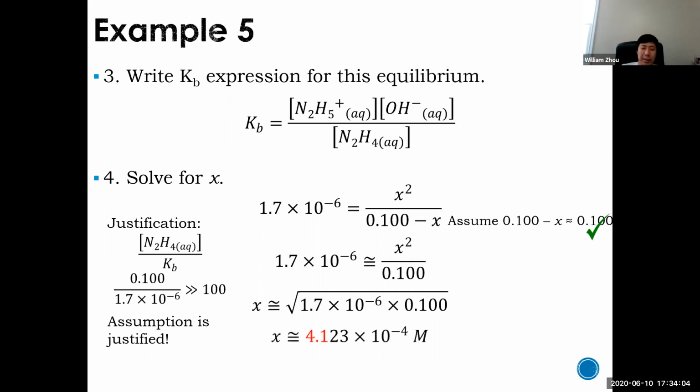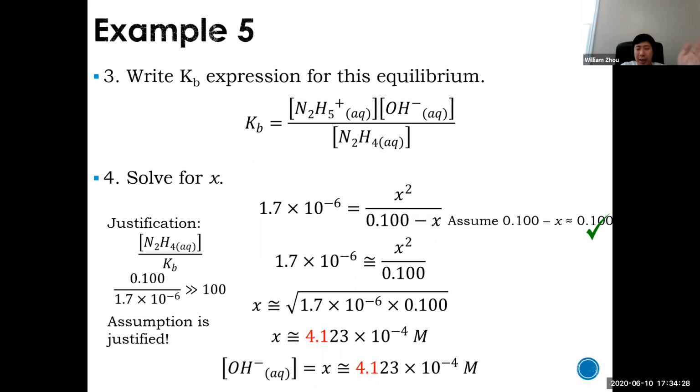You put this in the calculator, you get 4.123 times 10 to the negative 4 moles per liter. That's X. What is X? X is OH. Okay, you can check with your ice table. It tells you clearly what is X. OH, that's exactly what you need. So OH is 4.123 times 10 to the negative 4.